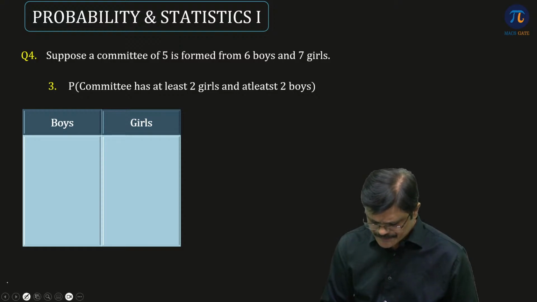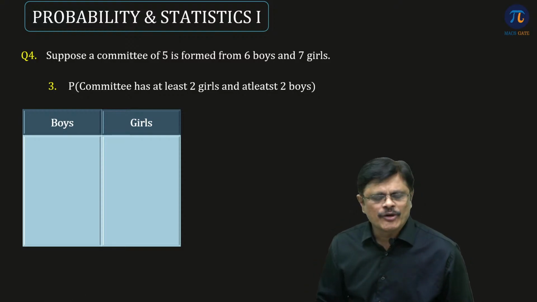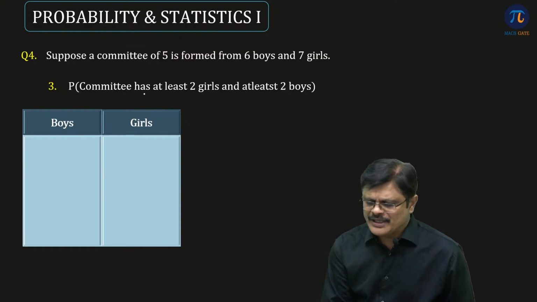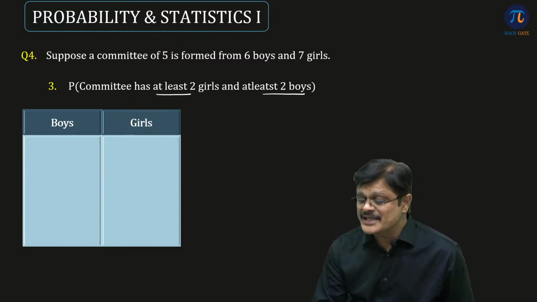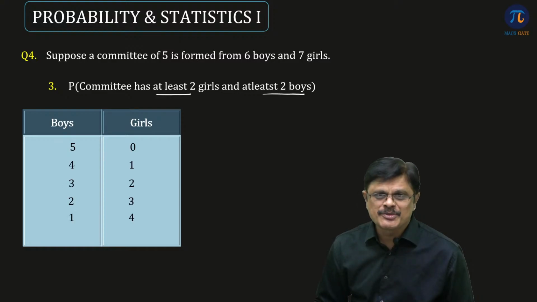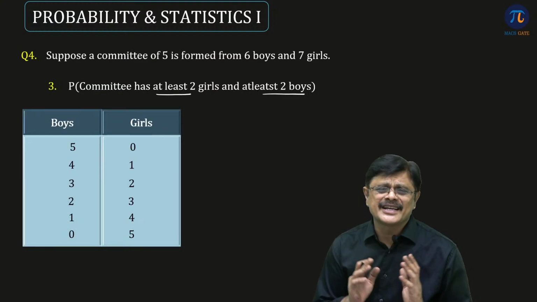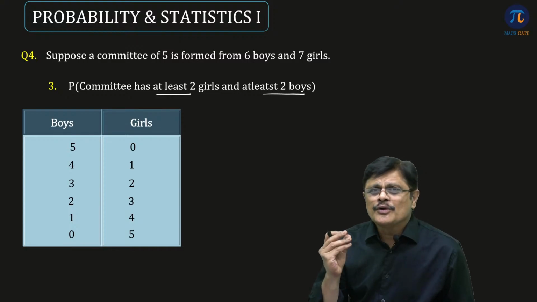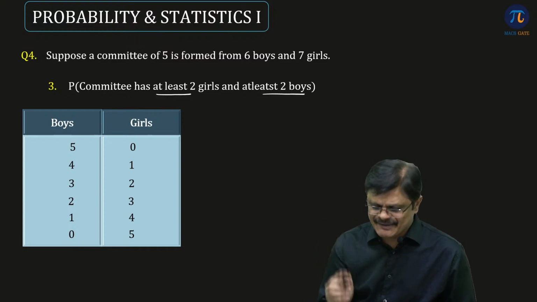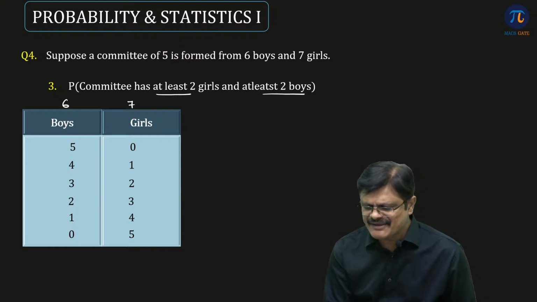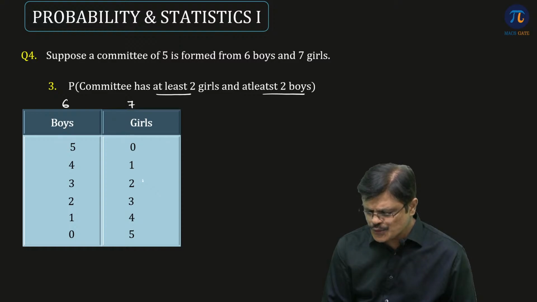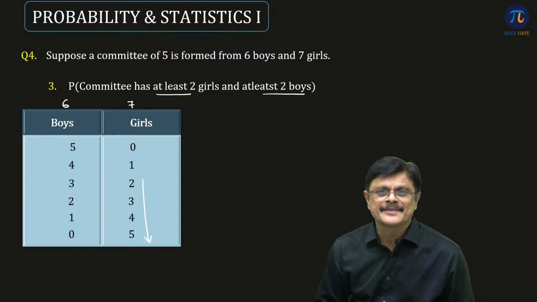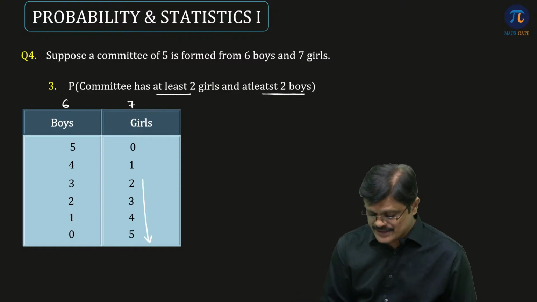The next question. Suppose a committee of 5 is formed from the same group. What is the probability that the committee has at least 2 girls and at least 2 boys? Of course, we know the possibilities. That is, a committee of 5 can be selected from the following 6 disjoint possibilities only. There is no other way we can select 5 members from 6 boys and 7 girls. Here a total of 6 boys are there and 7 girls are there. Now you want at least 2 girls. At least 2 girls means what, sir? 2 or more. So these 4 cases. And what do you mean by at least 2 boys?